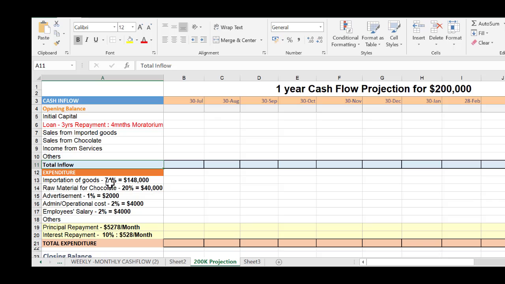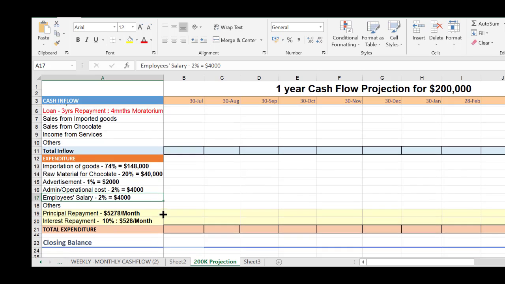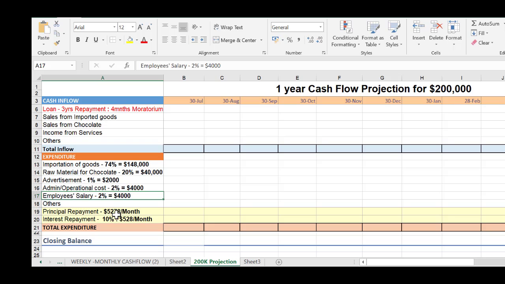We assume 74% of $200,000, which is $148,000. That's what we are going to be budgeting for importation of goods. Then for raw materials, for chocolates, 20%, which is $40,000. Advertisement 1%, admin and operational cost 2%, employee salaries 2%, others.